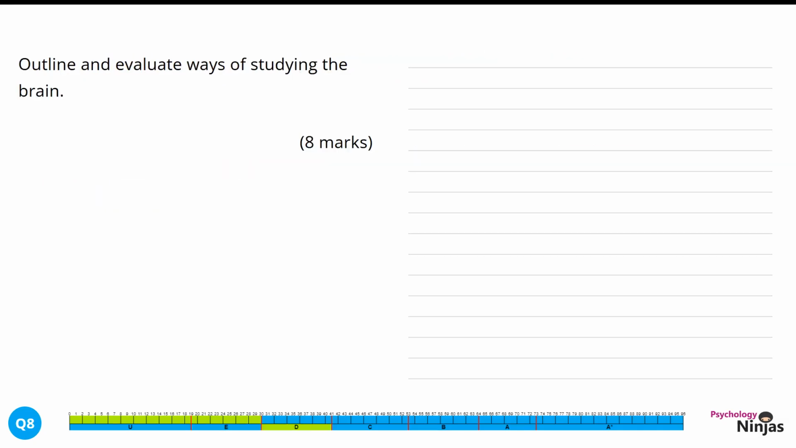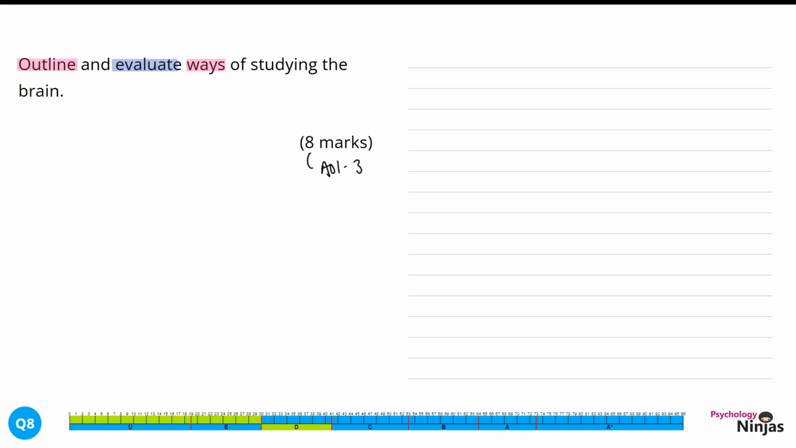Outline and evaluate ways of studying the brain, 8 marks. We've got 2 command words in this question. Firstly, we have outline. This is asking us to give a detailed description of our content. We have 3 marks available for our AO1 or our knowledge on this question. That's focused on ways in which we are going to study the brain. Our other command word is evaluate.